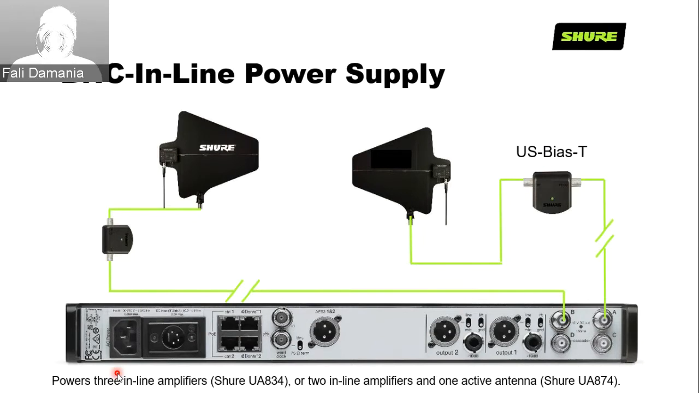One thing to note is that there is barely any insertion loss with the bias T. It's in fact below 1 dB, 0.8 odd to be exact, is the insertion loss from this device. So again, that's something that you need to take into account when you calculate your link budget.